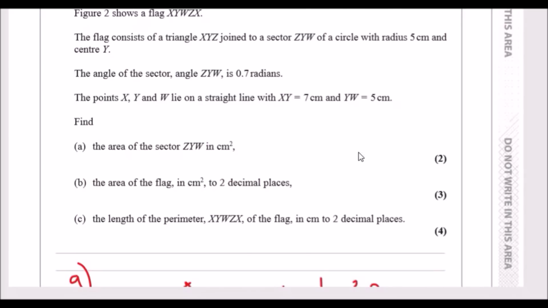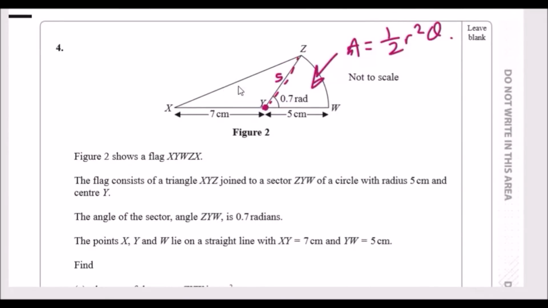So the area of the flag is the whole shape, including the sector. So essentially, we just need to work out the area of the triangle right here. Now, to work out the area of a triangle, my best advice is that for any given triangle, you can always find at least one angle with two lengths either side of it.